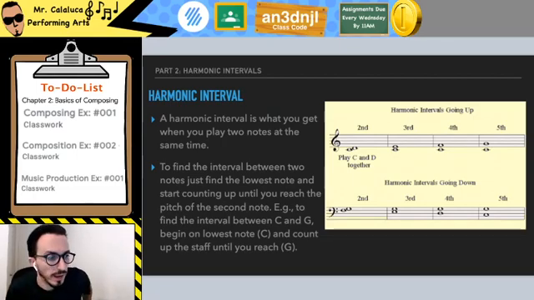I only have up to a 5th here because a 5th is what we're going to need to know in making a chord. We're going to need to know our first note, which we're starting on, our 3rd note, and our 5th note, which we'll talk about in a second. But again, if you look at the point below, how you find that is by putting the starting note, the lowest note, and counting up like I just said.